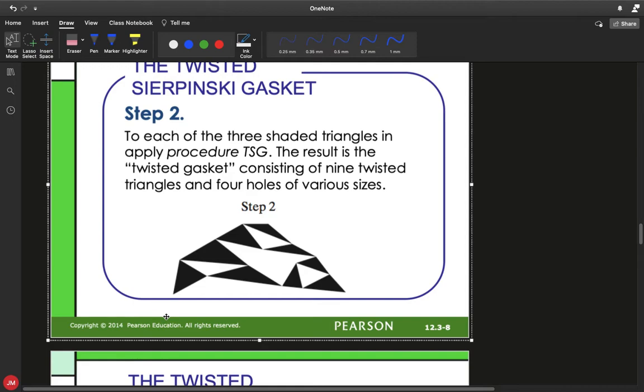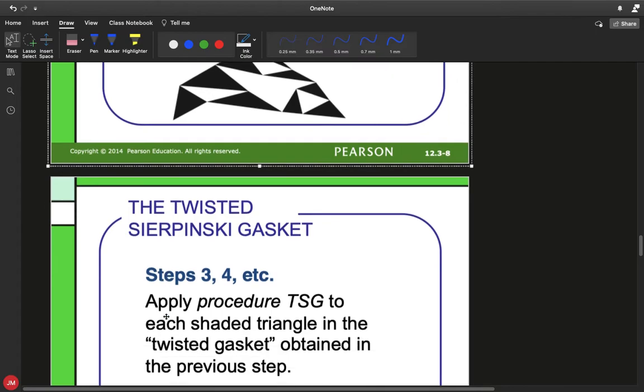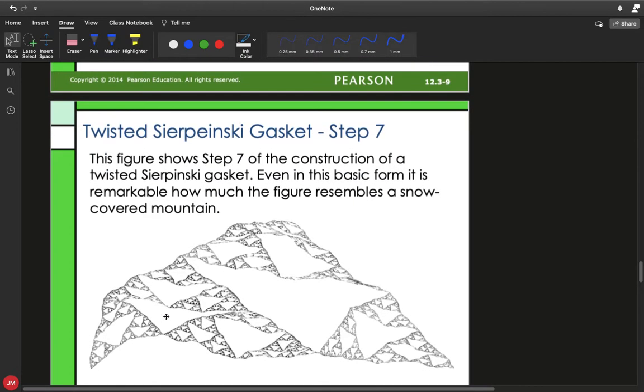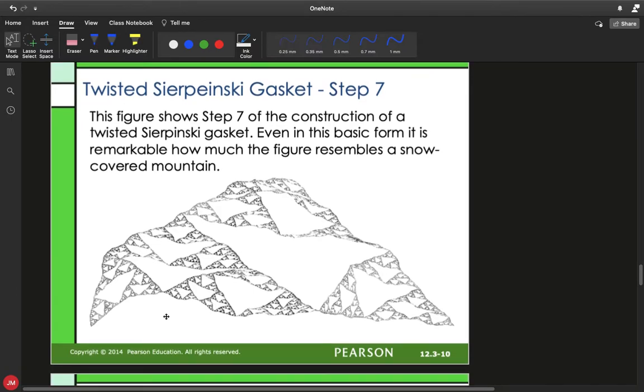For each of those triangles that we had, we find the midpoints, remove that inner triangle, and then move each of the midpoints a little bit. Again, it creates this twist. And then you would just continue to do that. You continue to apply that same procedure, and eventually you'll get to a triangle that looks something like this, which is interesting. Even just this basic form, it's kind of cool.